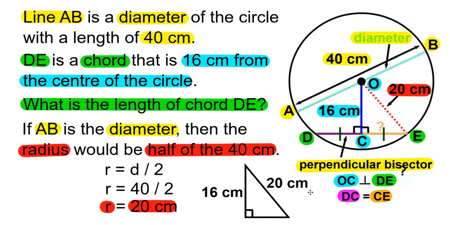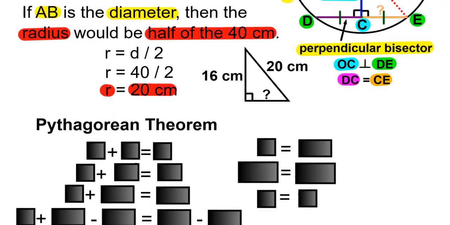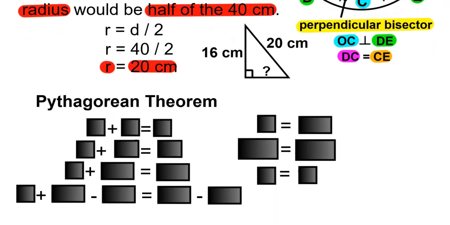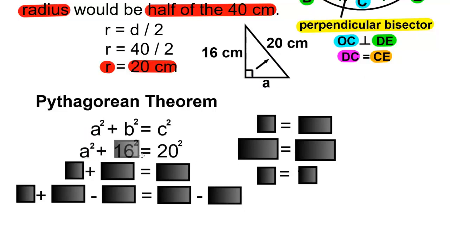And if we have a right angled triangle, where we know two of the sides, we can solve for the other side using Pythagorean theorem. And that's a squared plus b squared is equal to c squared. Our C will be the line opposite of the right angle, which is 20 centimeters. This side can be our A, and our other side will be our B. 16 squared is going to be 256, and 20 squared is going to be 400.